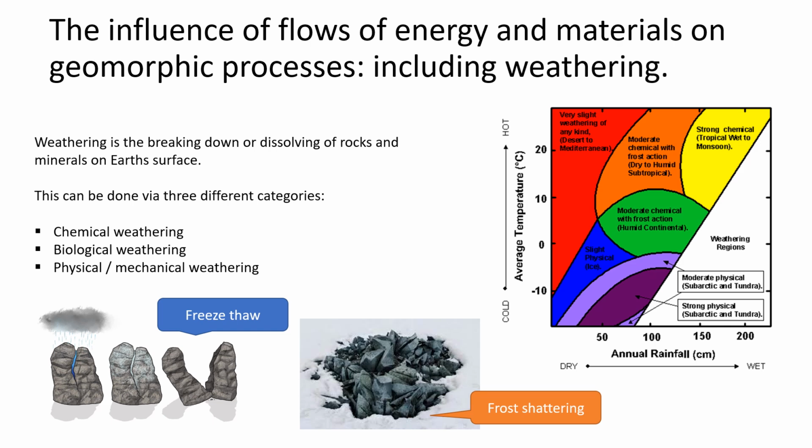And if we have a little look at the graph on the right-hand side, we can see that these vary according to annual rainfall amounts and average temperature. So if we think about our glacial environments where temperatures tend to be around 0, we are mainly looking at moderate chemical weathering, frost action, and some slight physical weathering involved. Stronger physical as we get into colder conditions, but we're mainly focusing on those physical, sometimes termed mechanical, weathering processes.